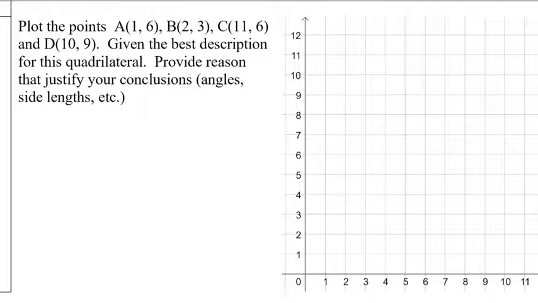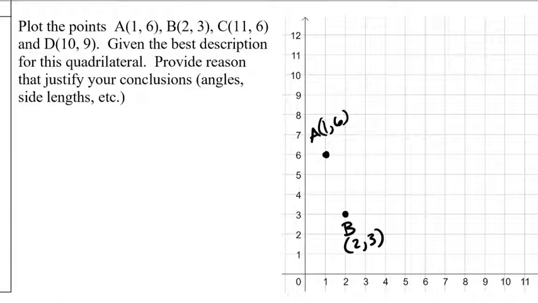All right, so I'm going to start with A. A is at 1, 6. And I'll just make a very nice bold dot here. I will label this A, and I will also label it 1, 6. The next point is at 2, 3. So X is 2, Y is 3. And I will label this point B, and I will give it a 2, 3.